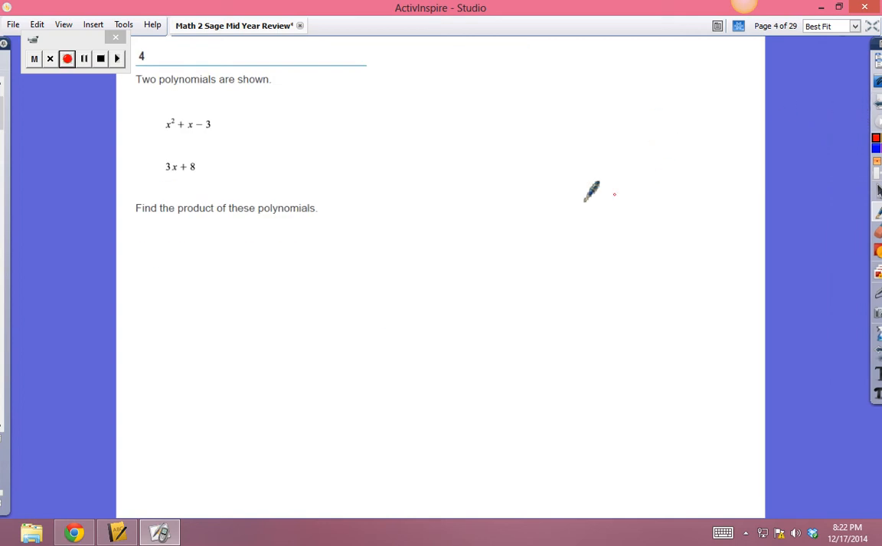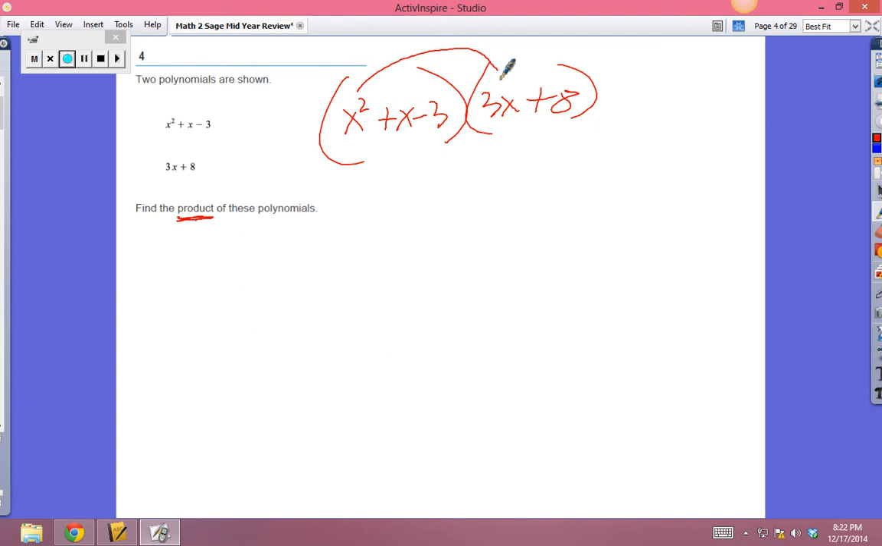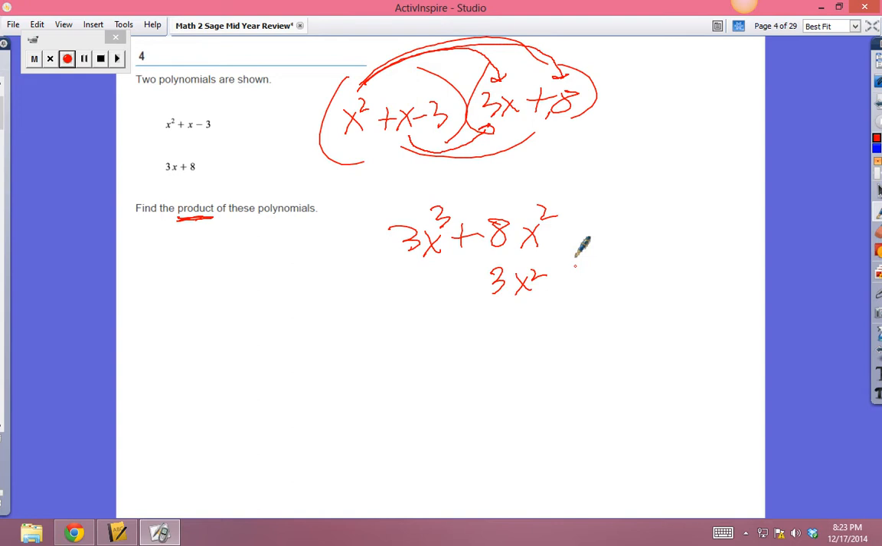Okay, number 4. 2 polynomials are given. Find the product. That's multiplication. So x squared plus x minus 3 needs to be multiplied to 3x plus 8. So you need to distribute x squared to both terms. X squared times 3x is going to be 3x cubed. X squared times 8 is going to be 8x squared. X times 3x is going to be 3x squared. X times 8 is going to be 8x. A negative 3 times 3x is going to be a negative 9x. And a negative 3 times 8 is a negative 24.